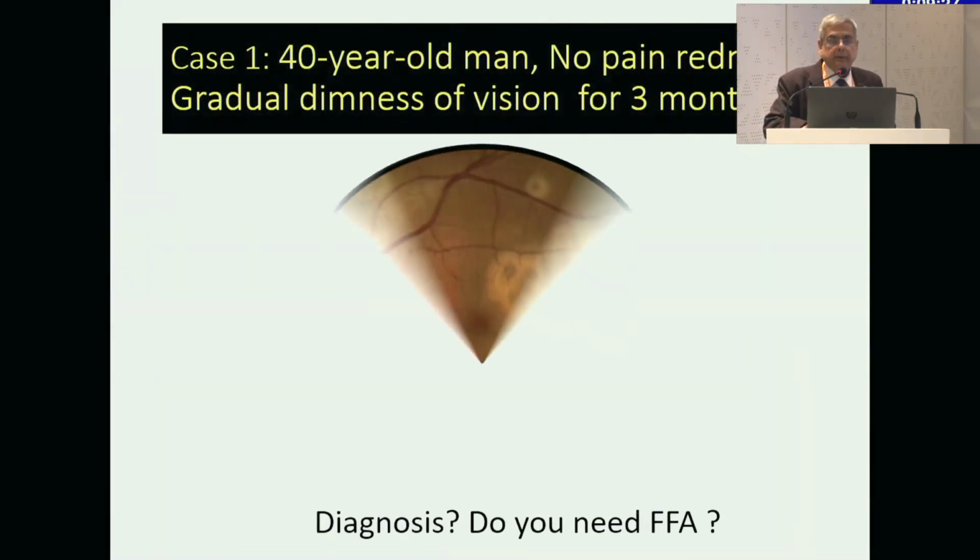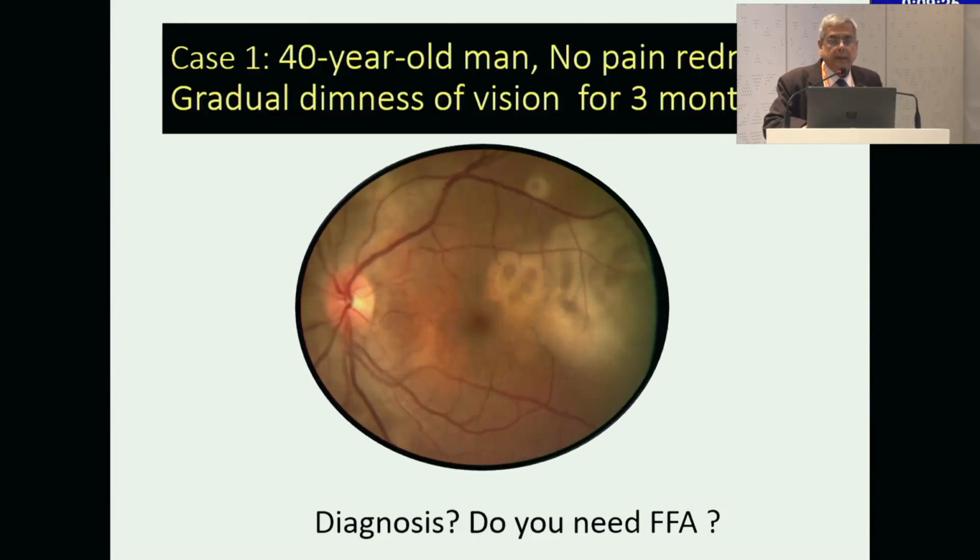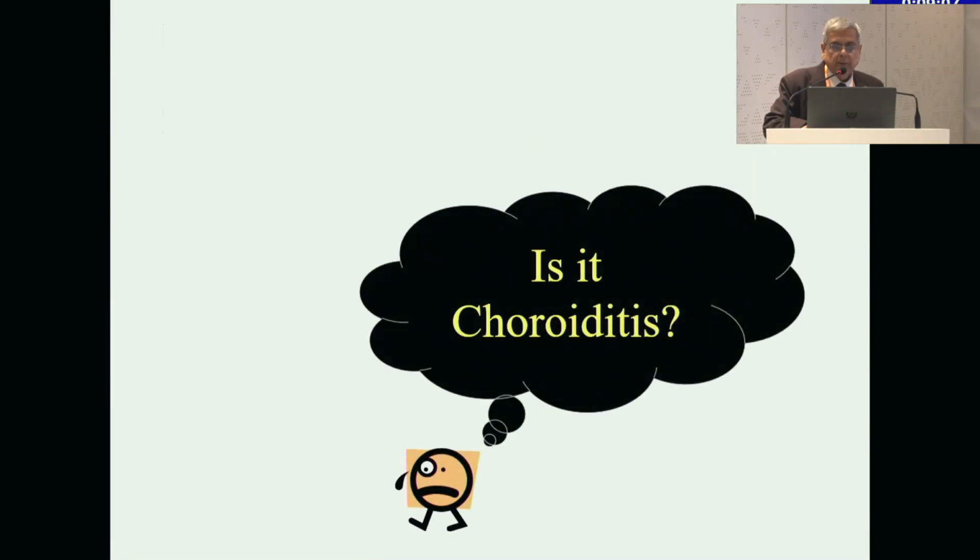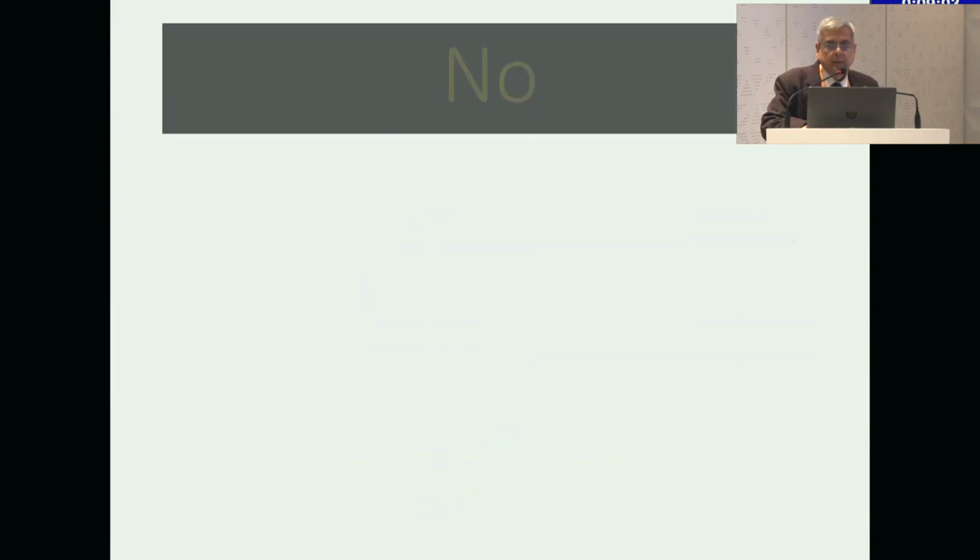This is a 40-year-old man, no pain, no redness, gradual dimness of vision for 3 months. Fundus showed a yellowish-white lesion in the subretinal space, with the blood vessels going over it. Now, do you need an FFA in this case? Of course, it could be choroiditis or not. That's the dilemma. You need it.